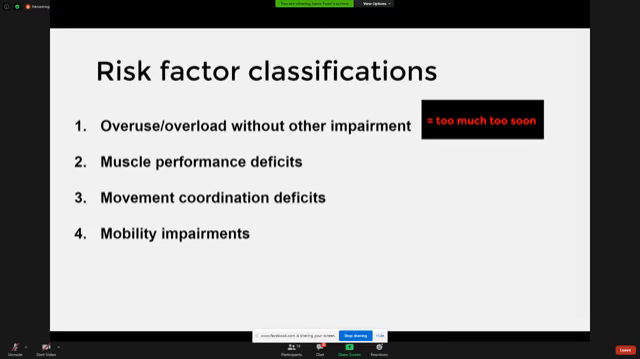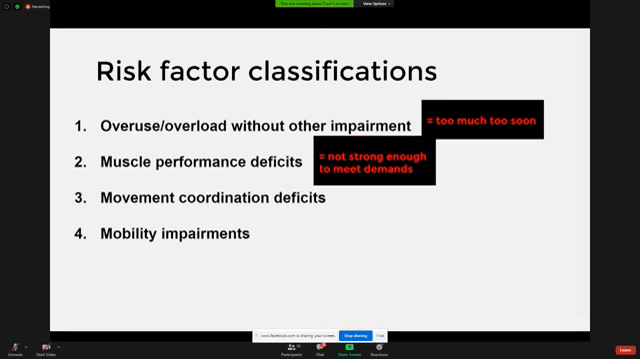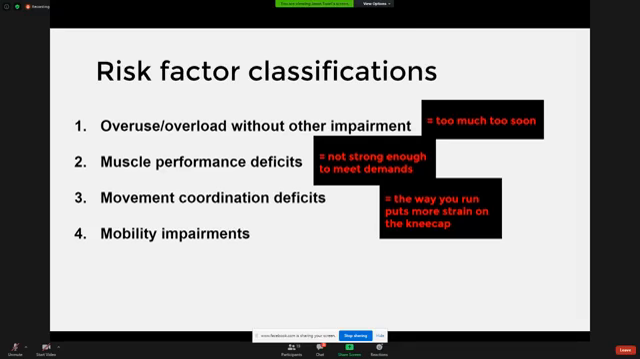So overuse or overload, without any other apparent findings, is just your too much too soon type injury. Muscle performance deficits is just you weren't strong enough to meet the demands of whatever task you were doing. And oftentimes these first two risk factors are very much intertwined. Movement coordination deficits is basically a way to describe that the way somebody is moving just happens to put more strain on their kneecap. And we're going to go through all of these in a second.